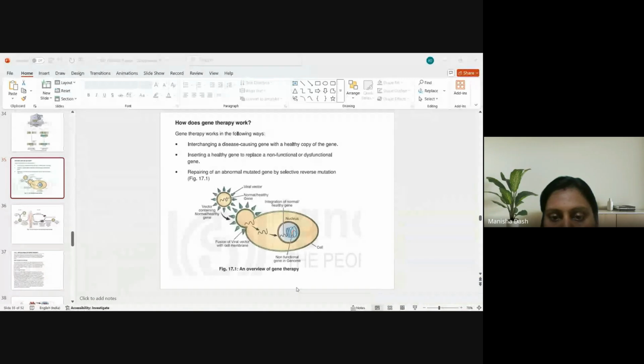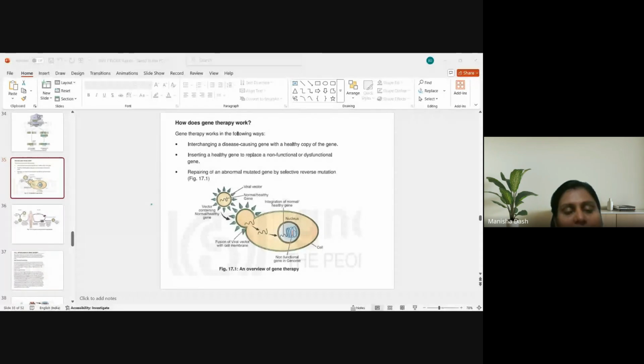So gene therapy. What is actually gene therapy? It is interchanging a disease causing gene with a healthy copy of the gene, inserting a healthy gene to replace a non-functional or dysfunctional gene, or repairing an abnormal mutated gene by selective reverse mutation. These are the ways by which gene therapy is carried out. It is carried out in two ways: one is called the viral method, another is the non-viral method.